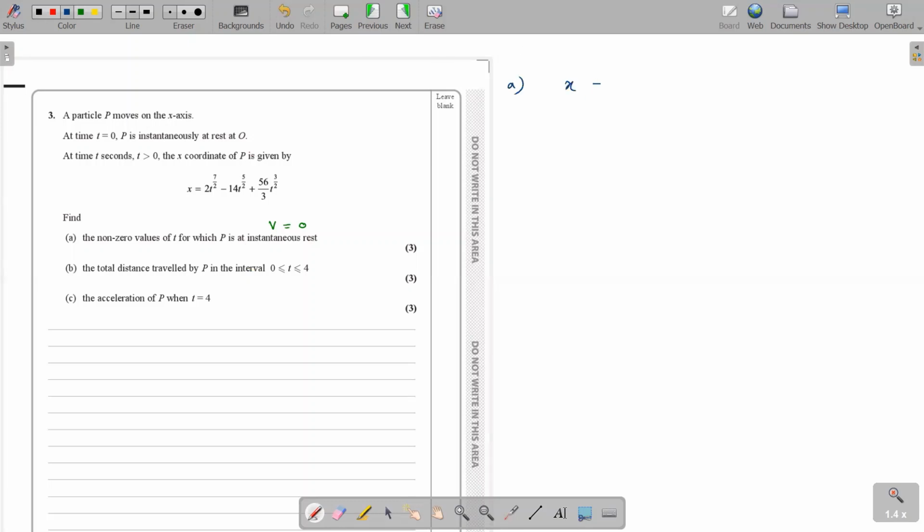How do you create the velocity? We differentiate. x equals t to the power 7 over 2 minus 14 t to the power 5 over 2 plus 56 over 3 t to the power 3 over 2. Let's differentiate. I get dx by dt: 2 into 7 over 2 is 7, t to the power 7 over 2 minus 1 is 5 over 2. Minus 14 into 5 over 2 is 35, t to the power 5 over 2 minus 1 is 3 over 2. Plus 56 over 3 into 3 over 2 gives me 28, t to the power 3 over 2 minus 1 is half. Okay?